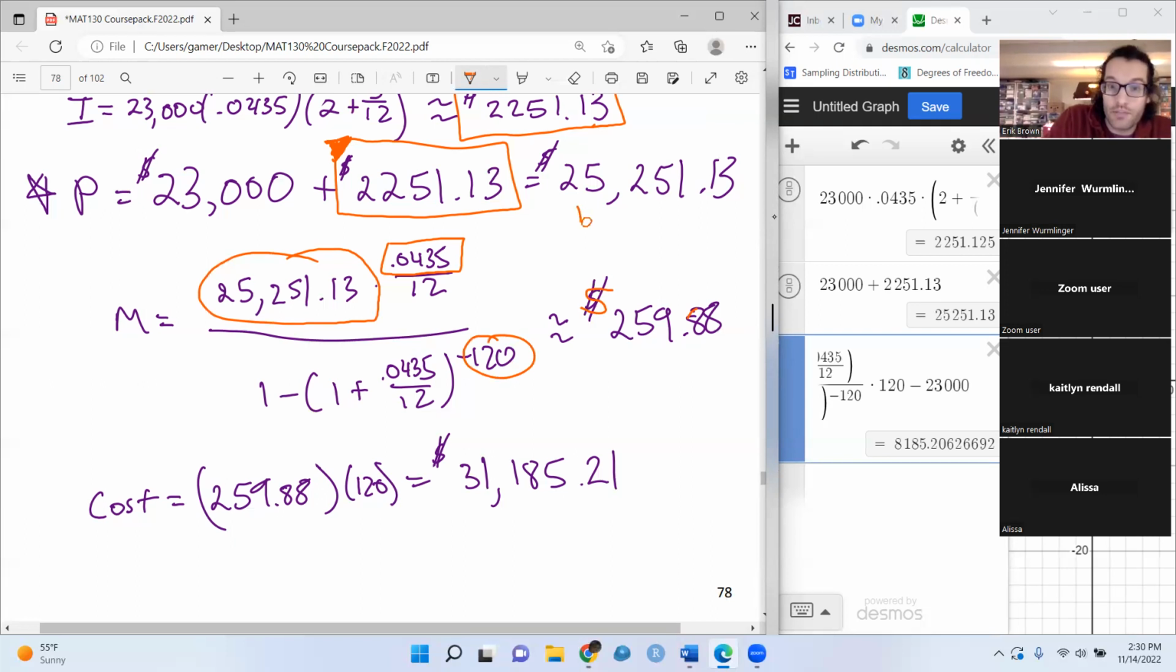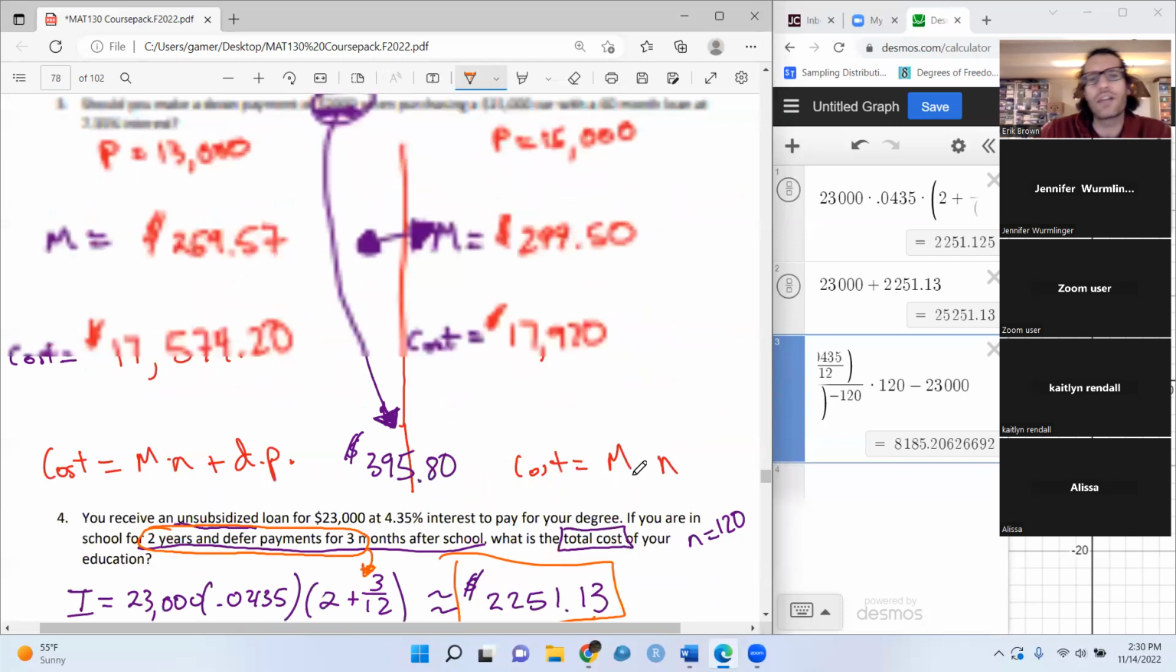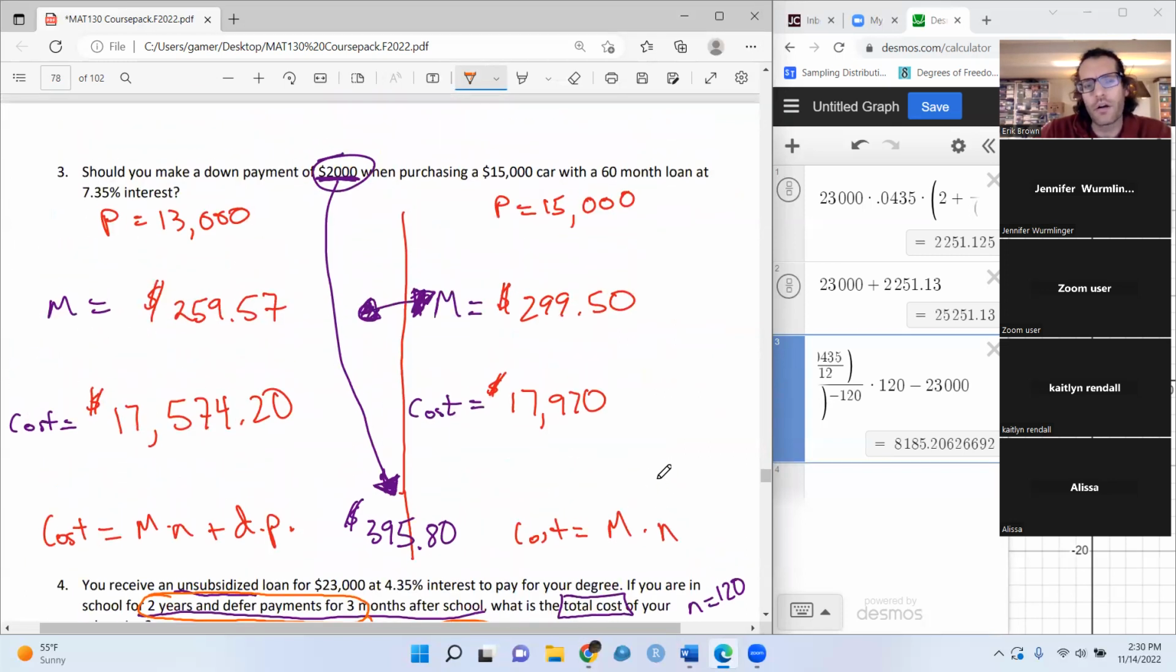You borrowed this much. So this is the cash you didn't have that you borrowed. Really, you only borrowed this, and this was the cost to borrow it while you were in school. This then is the total cost at the end after you've made all the payments. Is that helpful? Yes. Okay, good.